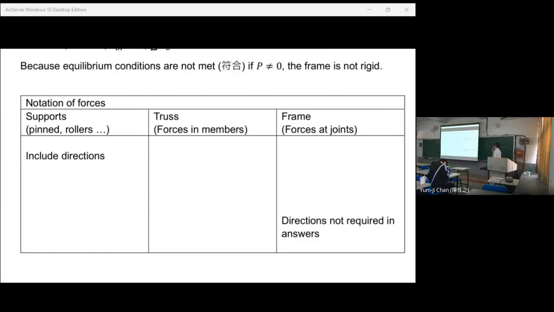There are two other things that I want to talk about. The first one is notation of forces. I think I've explained this in chapters 4 and 6, where we have many ways to write down forces.